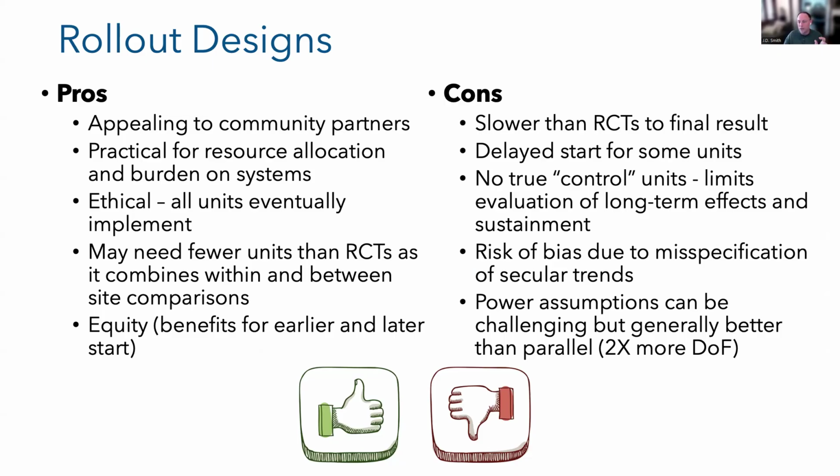They might have 4 clinics and then they move on to 4 more clinics, then 4 more, and then 4 more. And so you're not at any given point, you're maybe simultaneously doing the highest level of support for 8 clinics, for example, rather than all 16. So that's practical for resource allocations, the ethical things we've already talked about. You also may need fewer units than a traditional parallel randomized RCT because of the between and within site comparison. That's also a pro for us logistically as researchers, but also potentially for community partners. And there is an equity consideration.